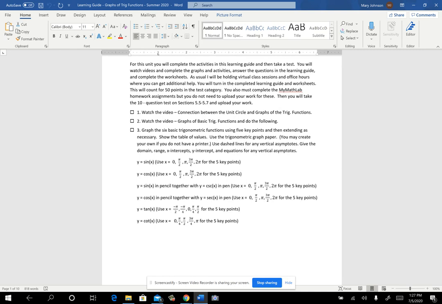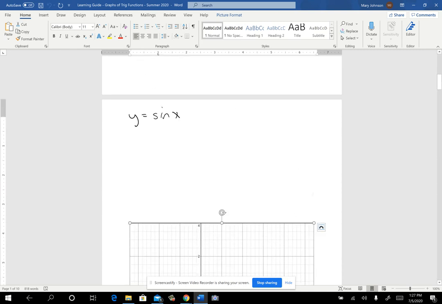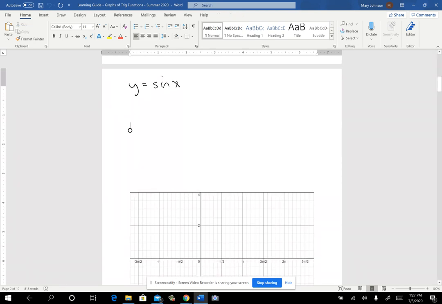I went ahead and included the 6 pages of graph paper. And so I'm just going to work through these and you should do the same. If you can print the graph paper and then use it, that would be great.